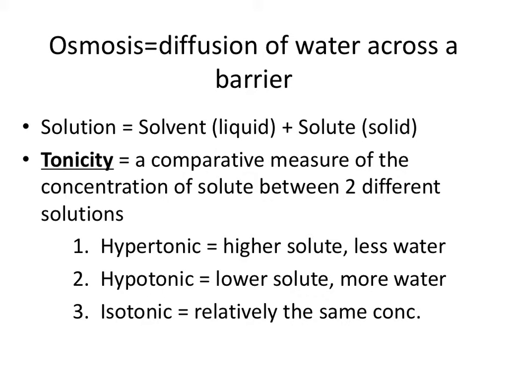So something that is hypertonic is going to have a higher solute and less water. Something hypotonic is going to have a lower solute and more water. And then isotonic is about the same concentration. So if you think about the word iso, like isosceles triangle, the sides are the same. So isotonic, it's the same. If you think about hyper, like if you are hyper, you have more energy, so there's more solute.